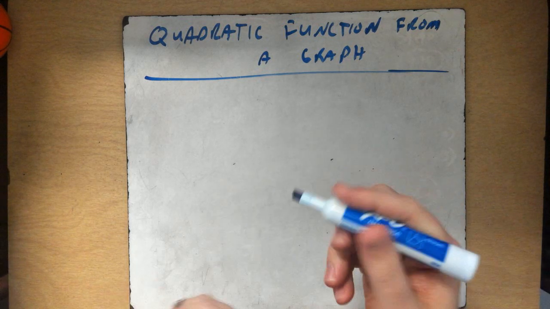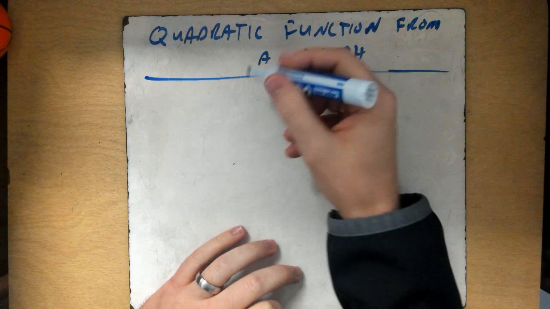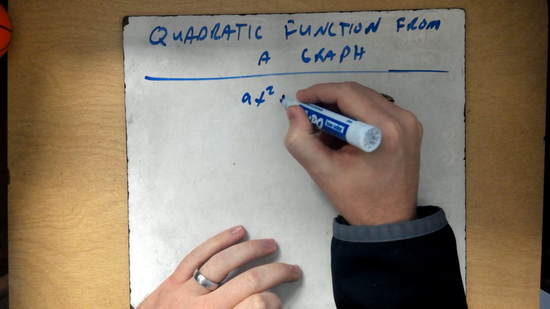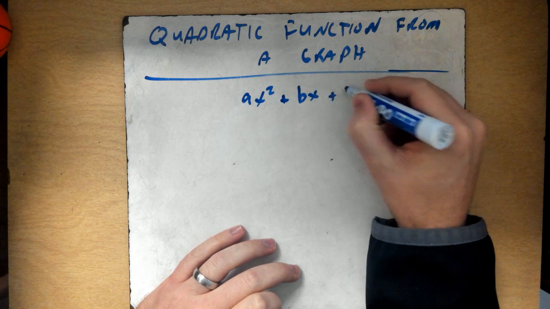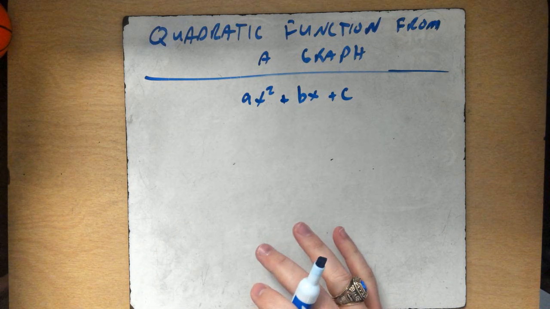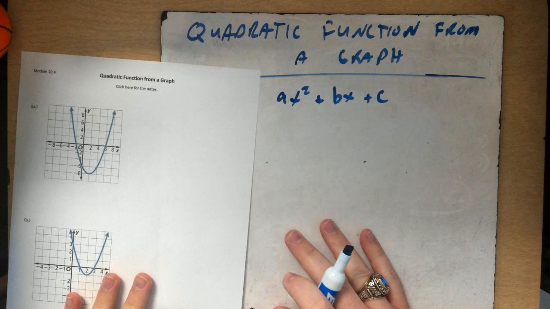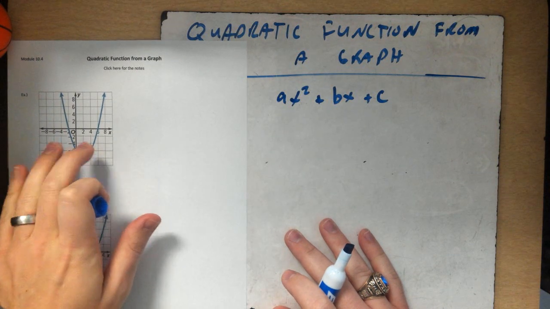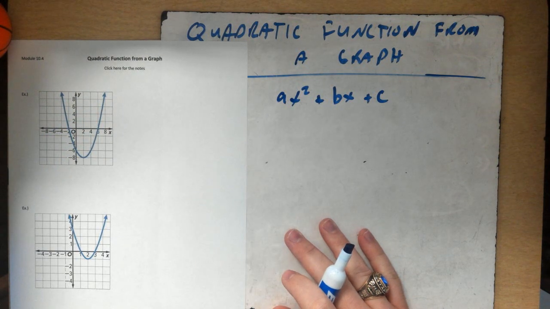So, let's start off with, remember, our equation for our quadratic function would be ax squared plus bx plus c, right? So what we're going to do is, I have some examples here, and we're going to go look at the graph and write the function for this graph here, okay?